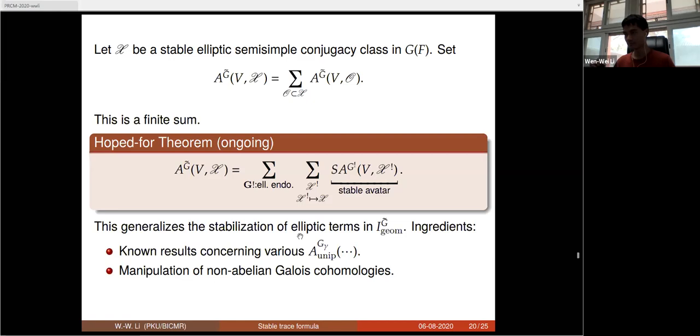So in the elliptic terms, the coefficients are just Tamagawa numbers. And Tamagawa numbers are related to Galois cohomology. So in our case, we also have to deal with non-abelian Galois cohomologies, and we also need to know something about the unipotent coefficient. But it turns out this is accessible. The known result is enough for us. And we can prove this theorem, I hope. I don't have much time, so let me be even more sketchy. So I have stabilized the coefficients, but the geometric theorem hasn't been proved.